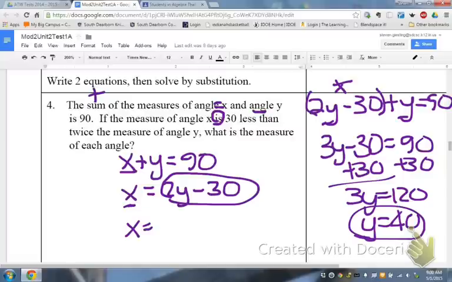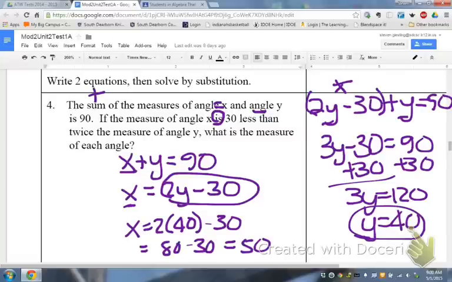Again, remember you have to get the x as well. So 2 times 40 minus 30, that's 80 minus 30, and x equals 50. So the answer is 50 and 40.